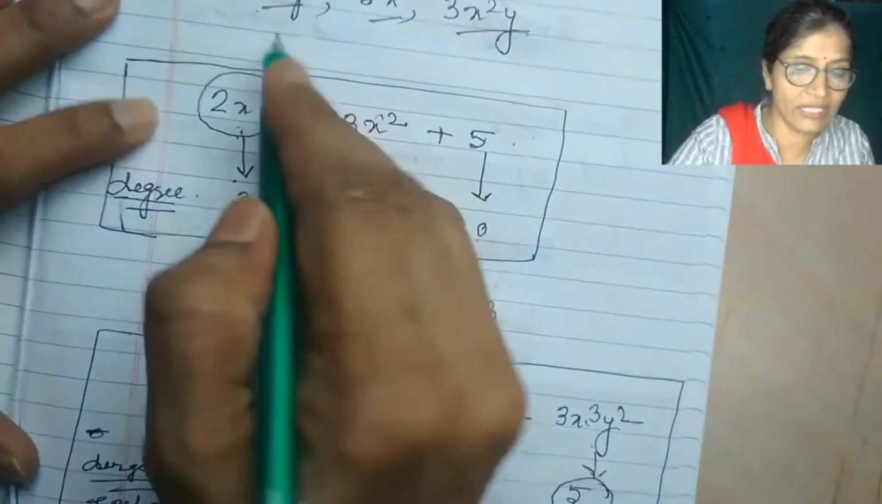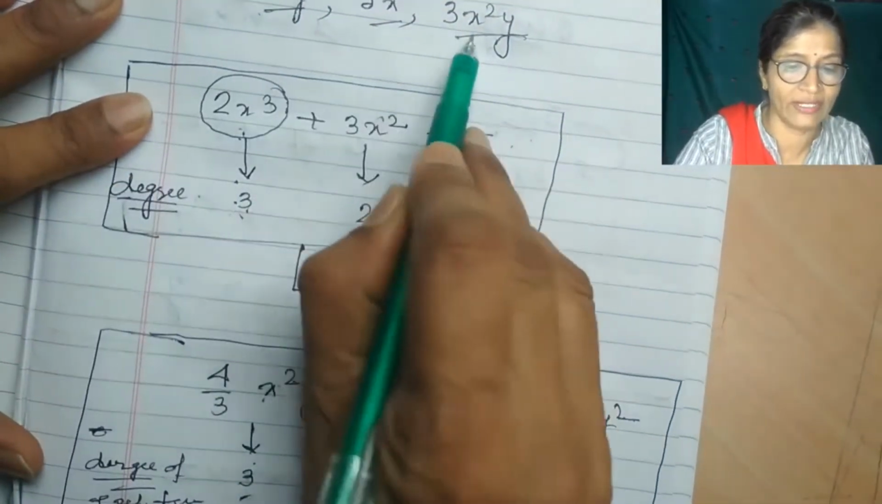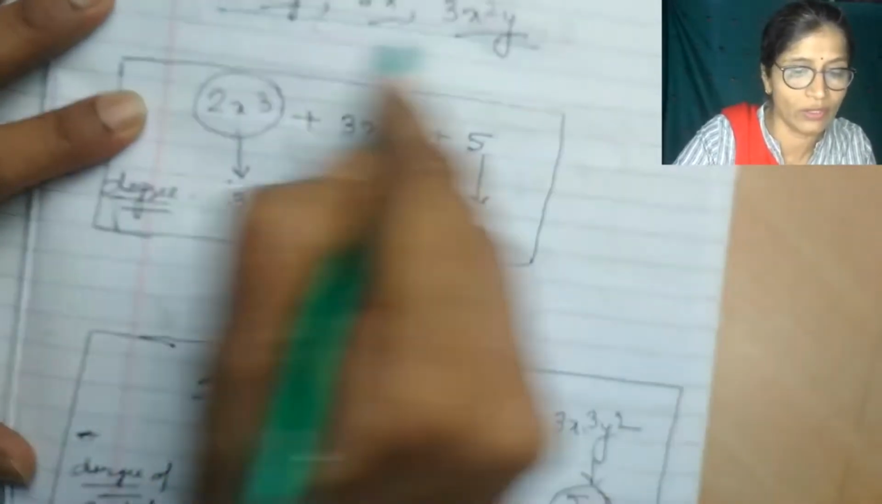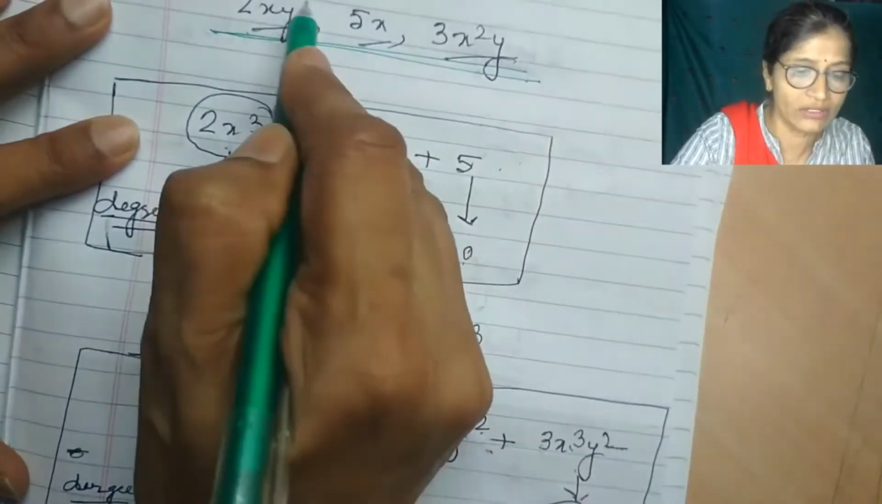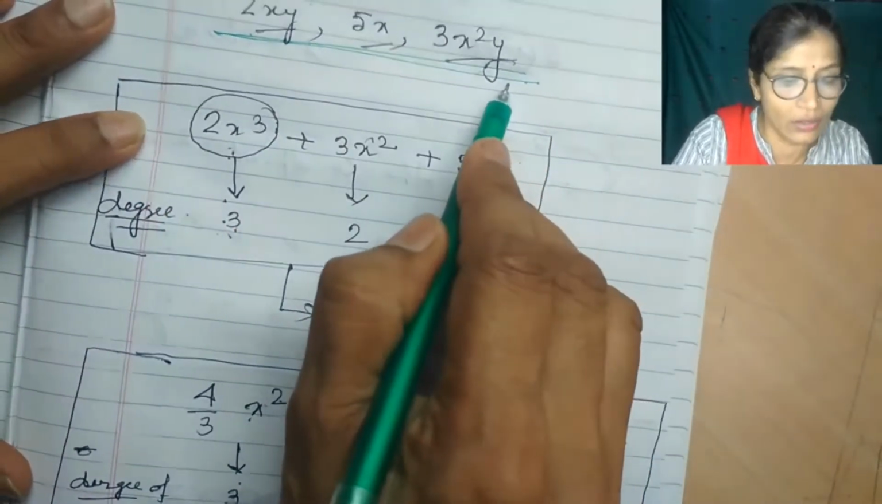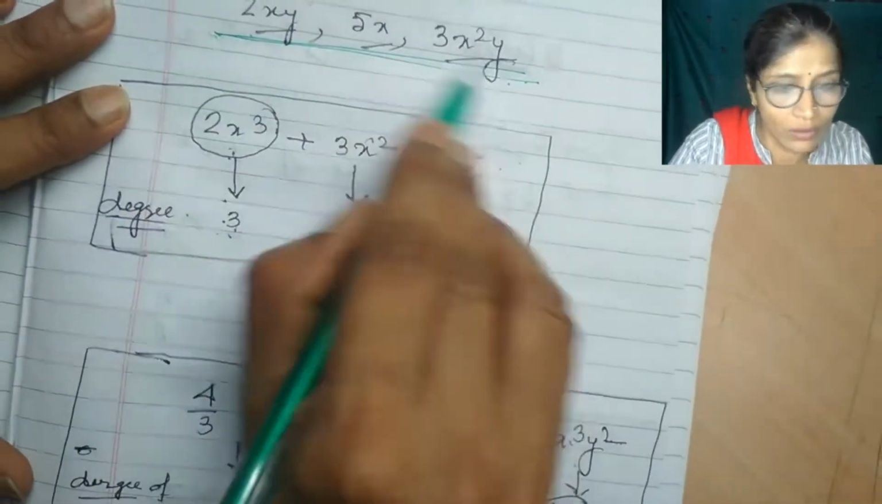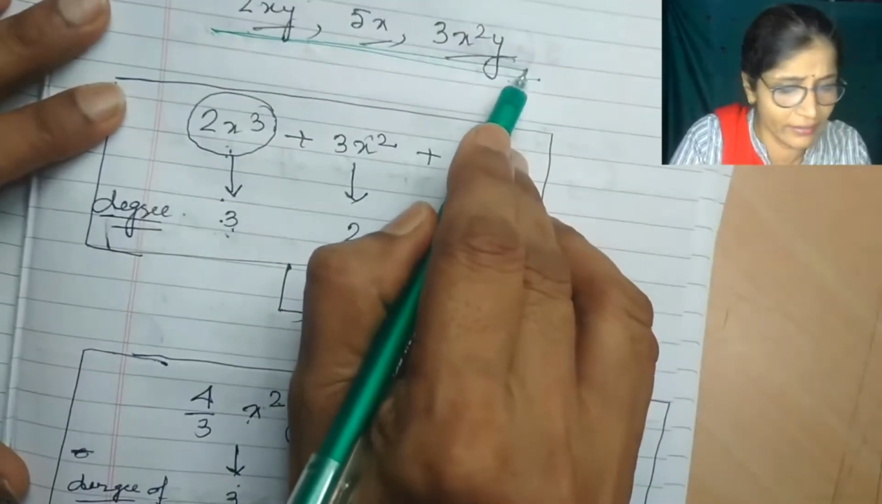So, but these are what? 2xy, 5x, 3x square y. So these are what? Unlike terms. Why? Because their literal coefficients are not the same. So they are unlike terms.